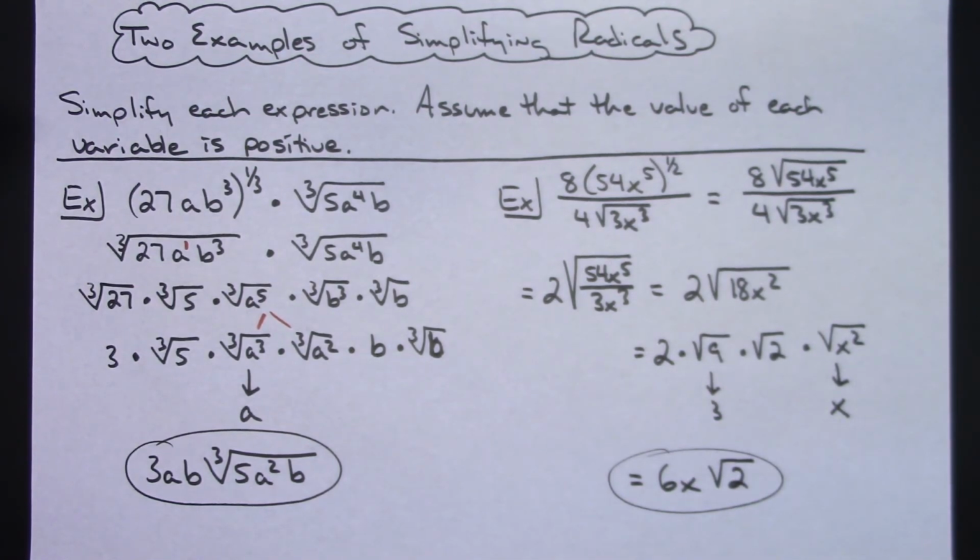So just a couple examples of simplifying radicals, and I did assume that you had a background and had already done that before and just need to see some techniques with some more examples.